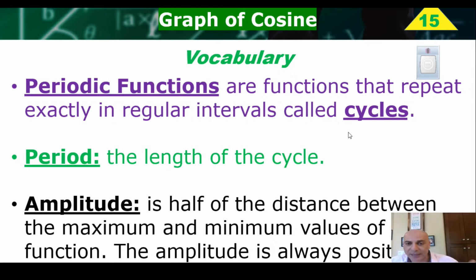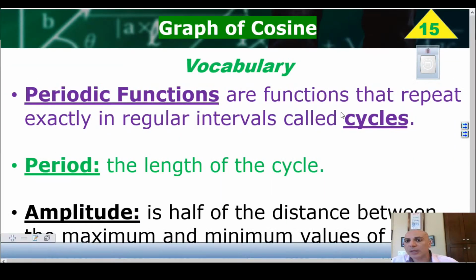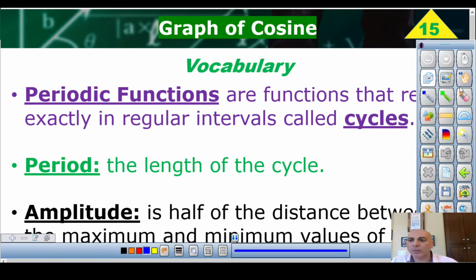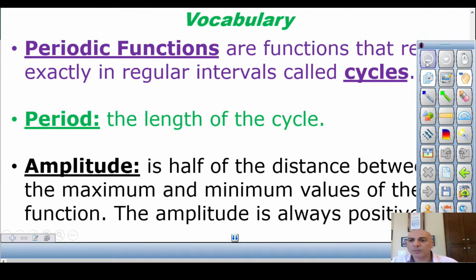What is the period when you talk about the periodic function? Well, the period is the length of that cycle. How long does it take? Does it take, let's say, 90 degrees to revolve and finish? Does it take 360 degrees, etc.? Amplitude is how high can you go from the midpoint, and how low can you reach from the midpoint.